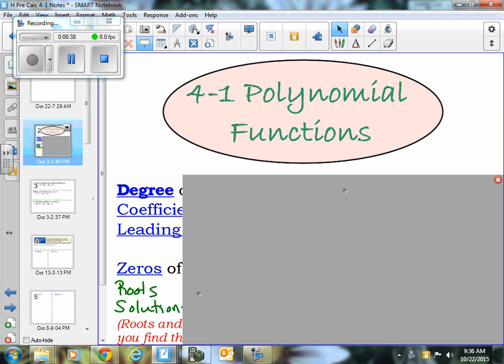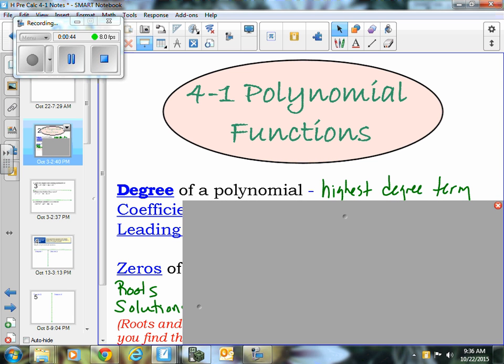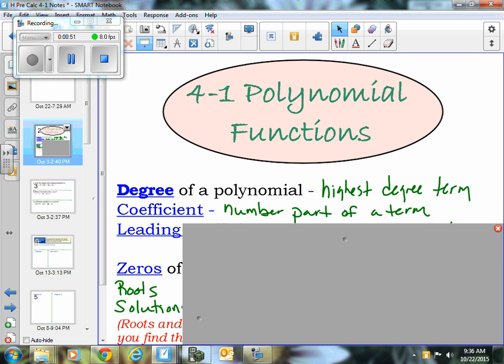So the degree of a polynomial, we'll start with that. The degree, if you remember, is the highest degree term that you have in your polynomial. So the degree of a polynomial, the highest degree. Coefficients are the number parts of the term. So when you look at the number part, it's what tells you how many. So if you have, for example, 3x squared, something like that.